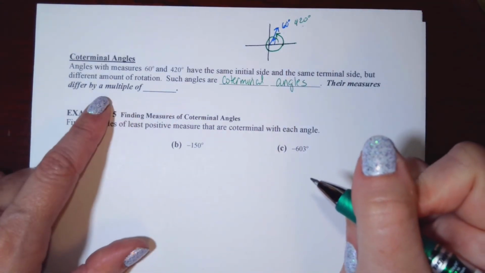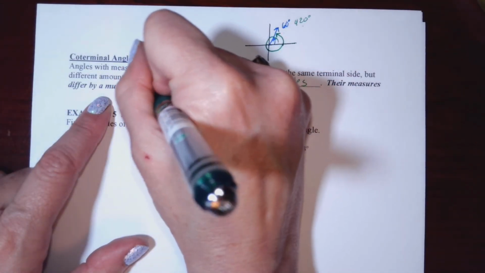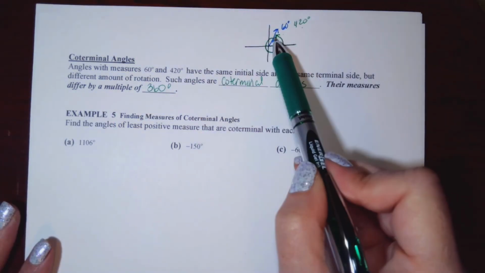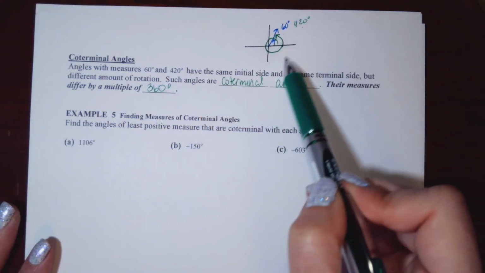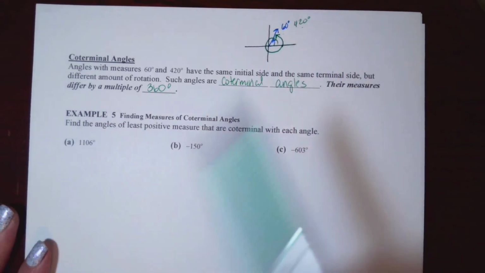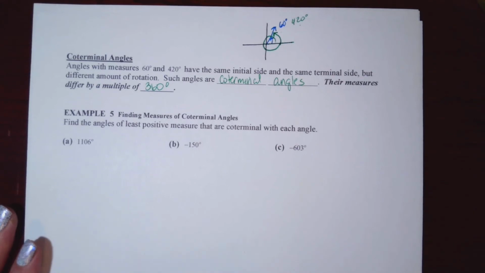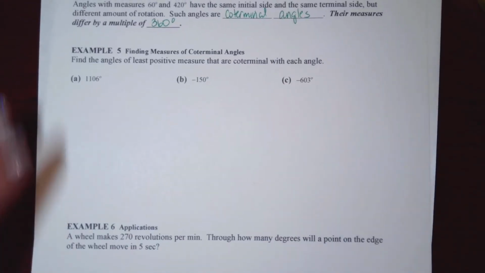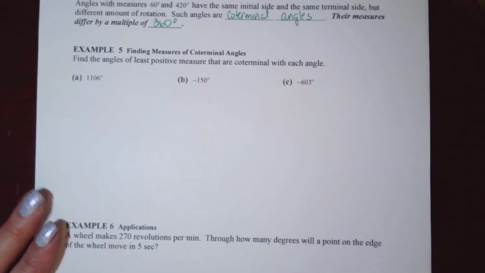Their measures are always going to differ by a multiple of 360 degrees. Now I could just keep going. I could keep adding on 360 and coming back around. I would have an infinite number of angles that are coterminal with 60 degrees. All right, so let's take a look at some of these. We're going to do 3 examples really quick.